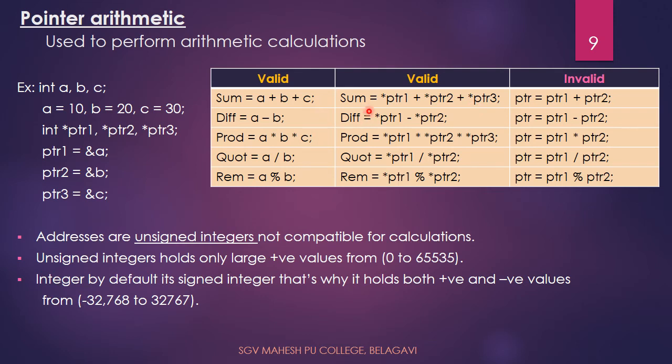Now these columns are almost similar, the only difference is the way of writing, because we are taking the values of the pointers. The values of the pointers are nothing but the values of A, B and C.